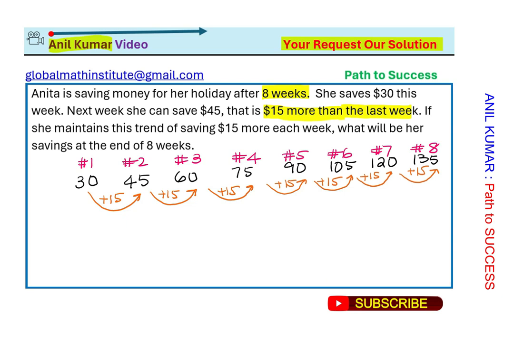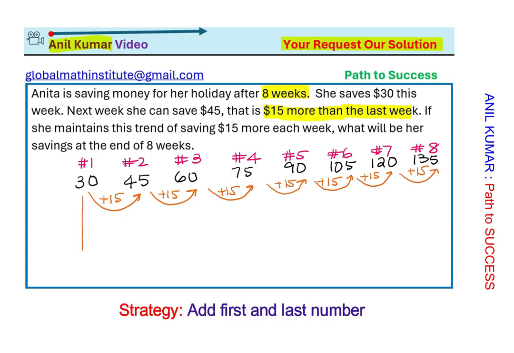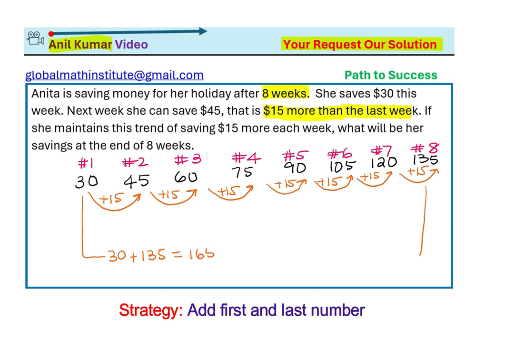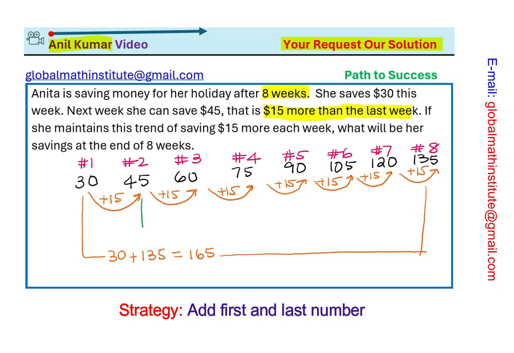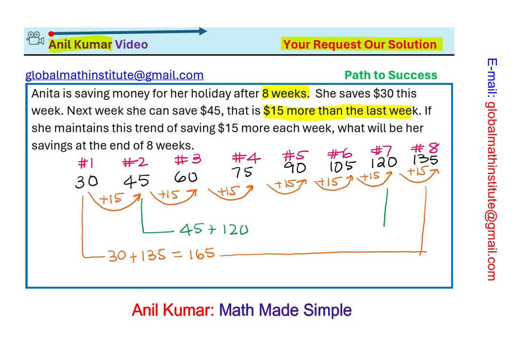But what we notice here is that we can add the first and the last term. And what do we get? If I add 30 plus 135, for example, I get 165. So that is what I get when I add the first and the last term. Now, if I add 45 with 120, what do I get? So let me do that. I have 45 plus 120, and that also gives you 165.